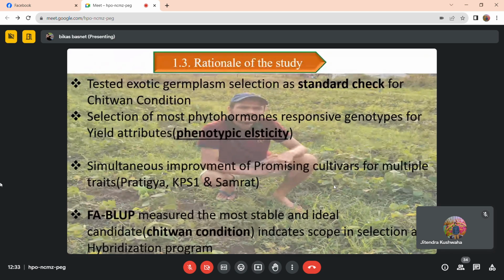And selection and improvement is necessary for the promising cultivar. In Nepal, generally Pratigya, KPS 1 and Samrat are used as promising cultivars for all the regions, especially the Tarai region, which is more dominant for moong bean cultivation.